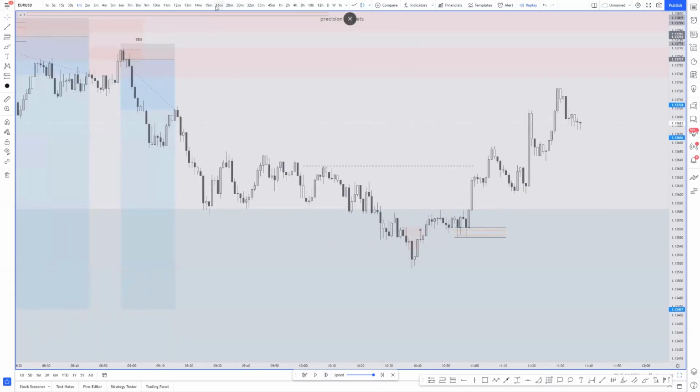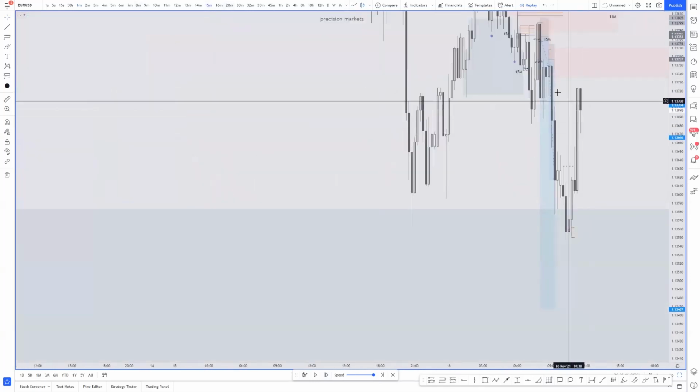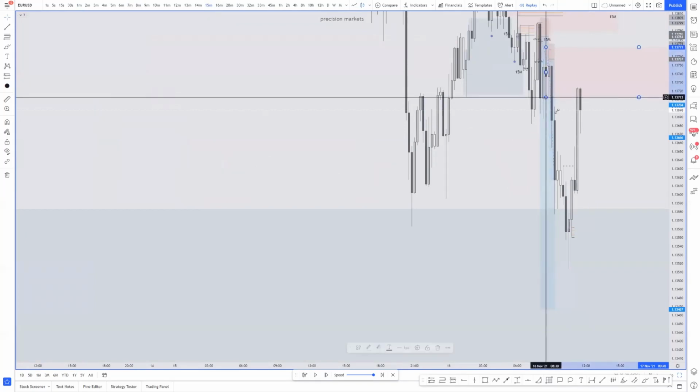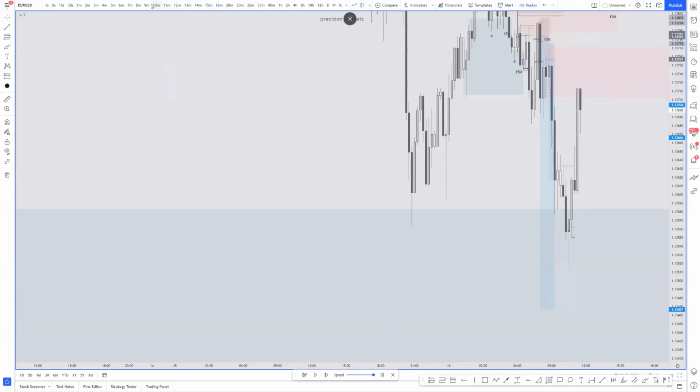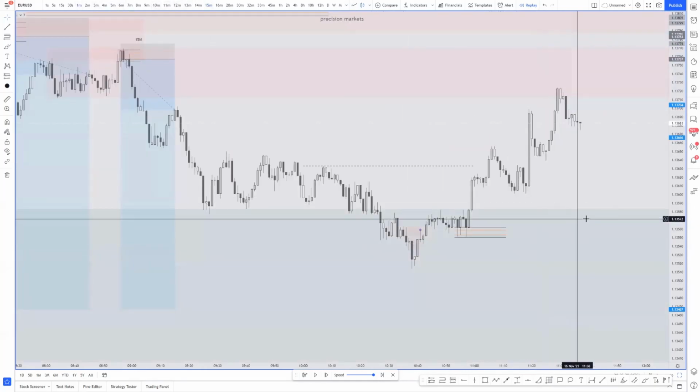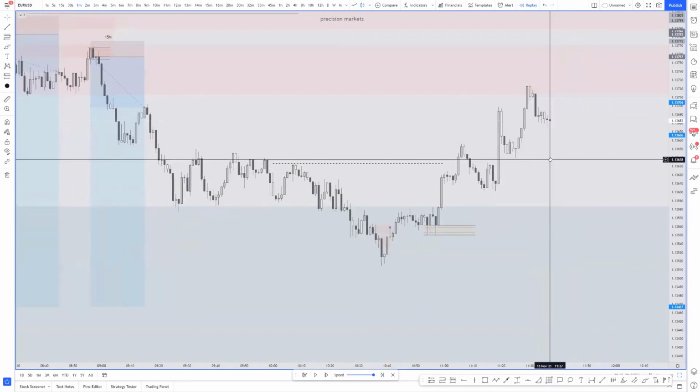I just want to see something here. So we are reacting to this range. I'm just going to pull these wicks because there's some kind of reaction there. So we are slowly tapping into supply.